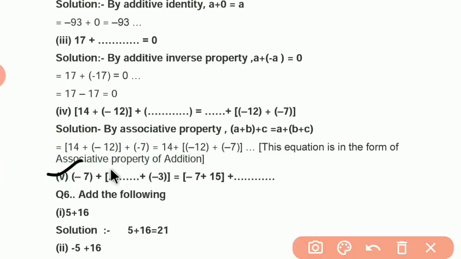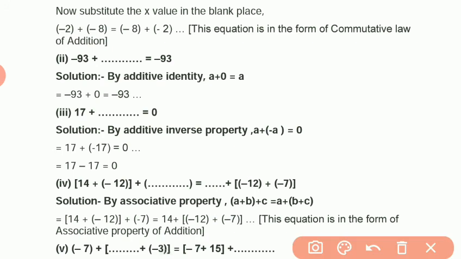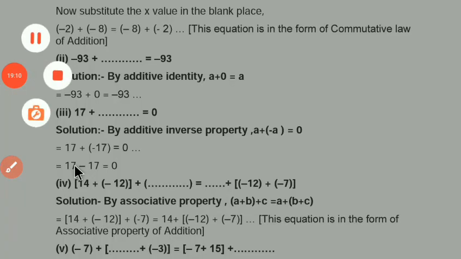Then the fifth one: -7 + blank + (-3), which is equal to -7 + 15 + blank space is given. This question also needs the associative property, because how many integers are given? 1, 2 and 3. So this question will be given as your homework. Like question number 4, you have to solve it by yourself. So we'll see the next questions in the next day of our class.